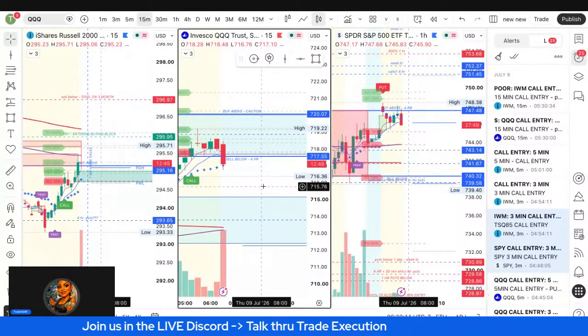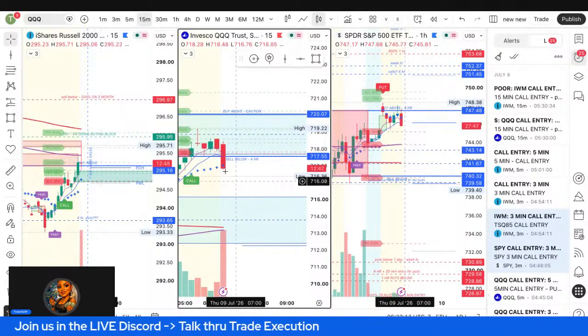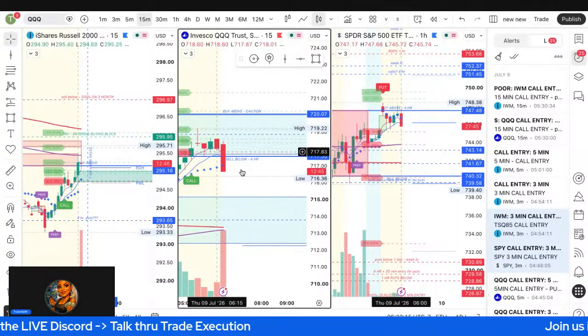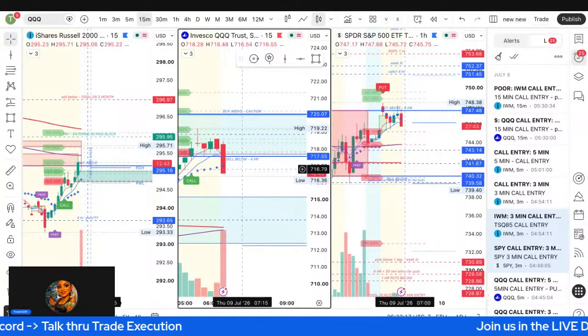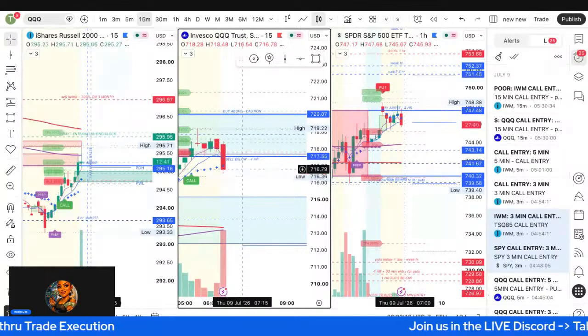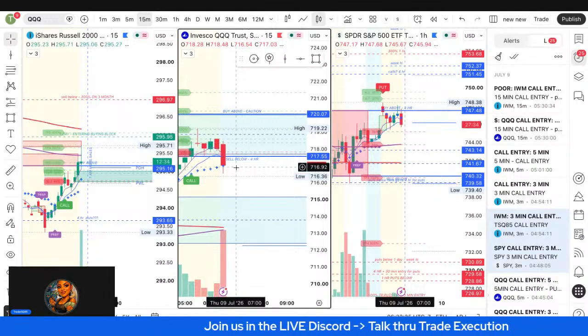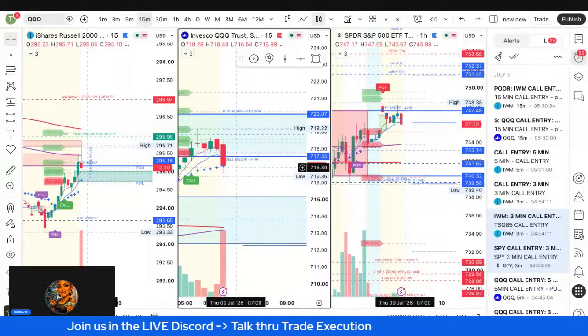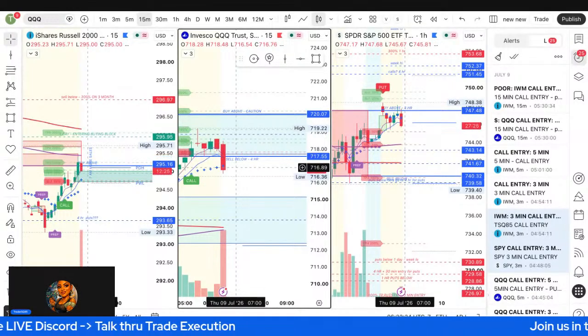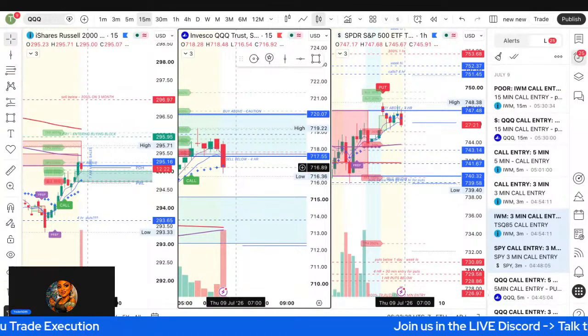The way things are looking right now, I would entertain some puts to the downside on QQQ. Let's see. It looks like we're gunning for that gap fill. Let's just wait for a little bit more confirmation of some closes below here. We do have good open interest on QQQ.